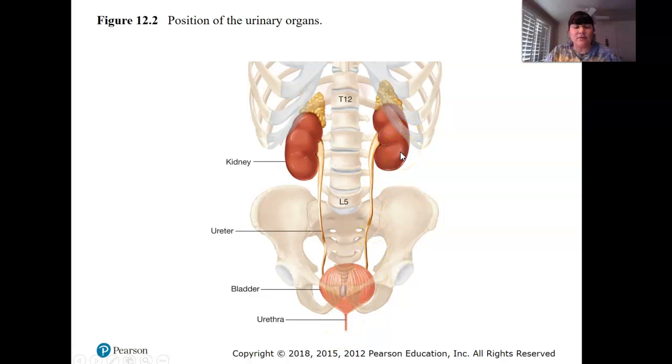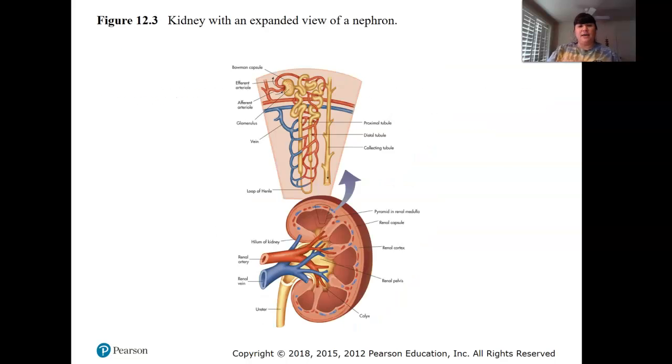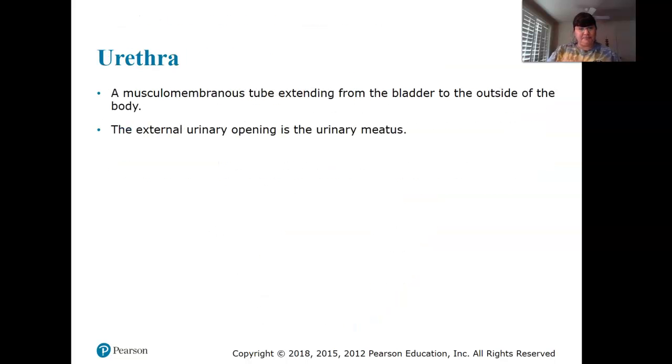How long can you live without your kidneys? Not long at all, like 24 hours. The kidneys are doing vital, important functions for your body. So you do not want a UTI to go up into that.